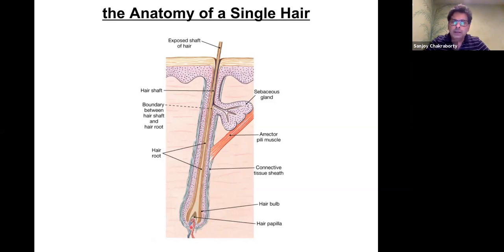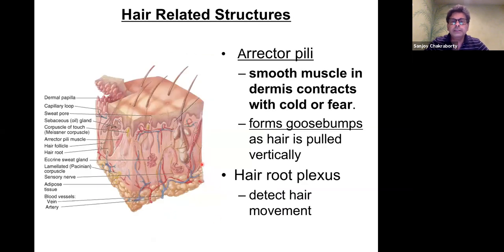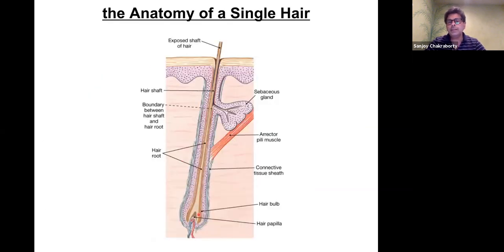Right here, you have tons of nervous system and tons of blood vessels, so a lot of sensitive nerves. Because these cells grow, they slowly go up, exactly like the epidermis. They grow up and then die, and they go out. So this portion is definitely dead. If you cut it here, then it will grow again.